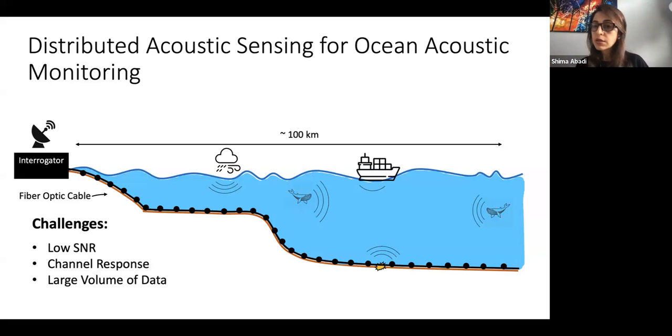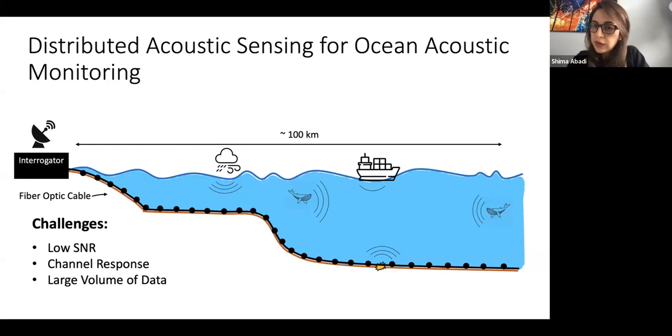But there are still some challenges that if we want to use DAS in ocean acoustics, we need to study and understand. One of them is low signal to noise ratio. So DAS channels have low signal to noise ratio compared to hydrophones. But we hope that we can increase the gain by having thousands of receivers and doing some sort of signal processing algorithms to increase signal to noise ratio. At the end of this presentation, I will show you an example of that.